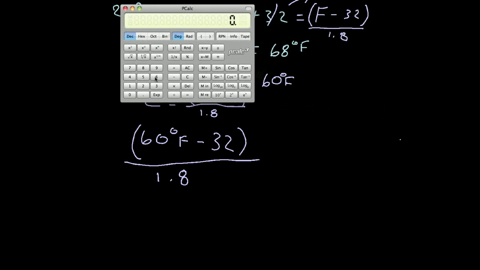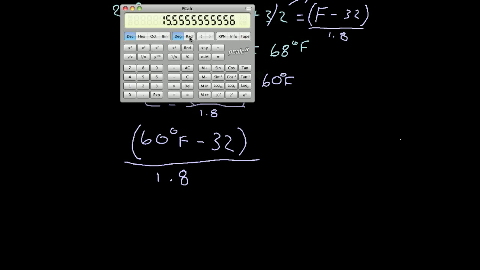All right, so I've got 60 minus 32. You'll want to make sure you hit the equal sign here with most calculators, unless you enter the parentheses with your scientific notation, because you'll get a different answer unless you do. You want to make sure you subtract the 32 from the 60 first, and then divide that number by 1.8. So we've got 28 divided by 1.8, so 15.5. I was fairly close with that, between 14 and 16 degrees.